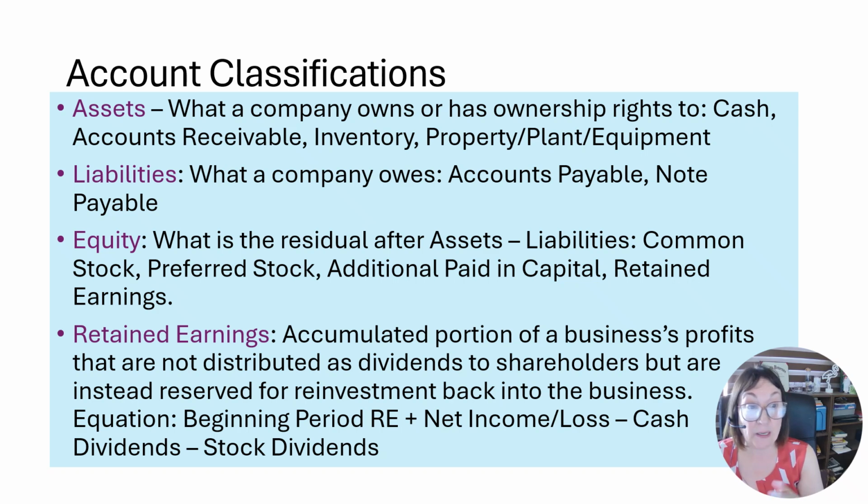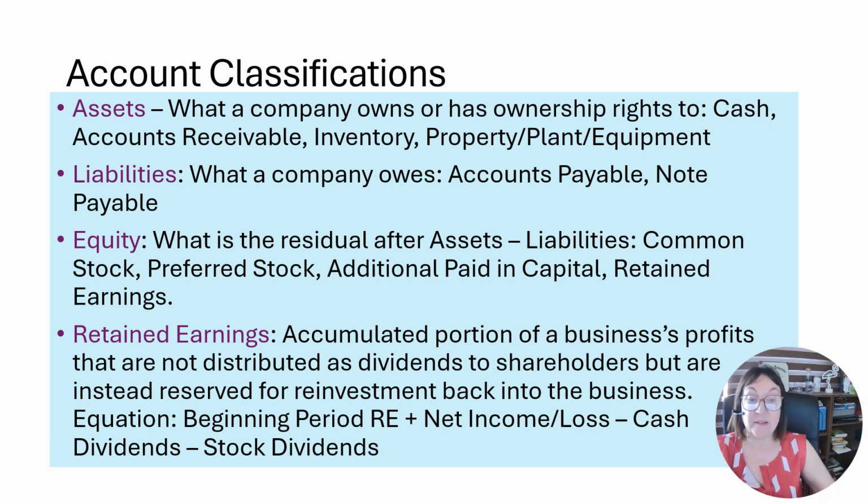Now, some of our equities are common stock or preferred stock, additional paid-in capital, and retained earnings. You'll learn about additional paid-in capital later on in the class, but right now just think of it as stock and retained earnings. Now, retained earnings are the accumulation of a business's profit over its life. So from day one, we are accumulating retained earnings.